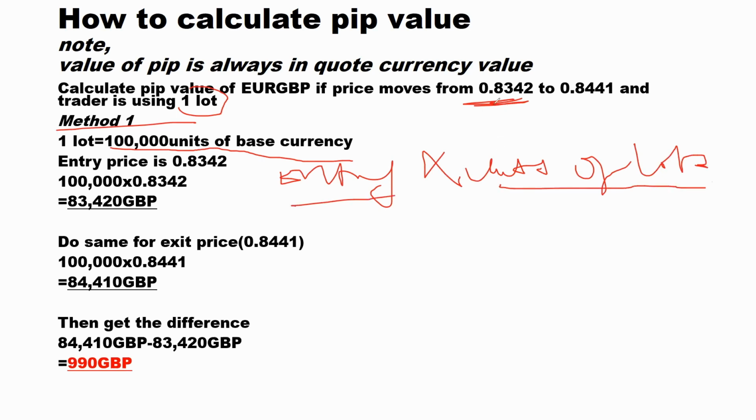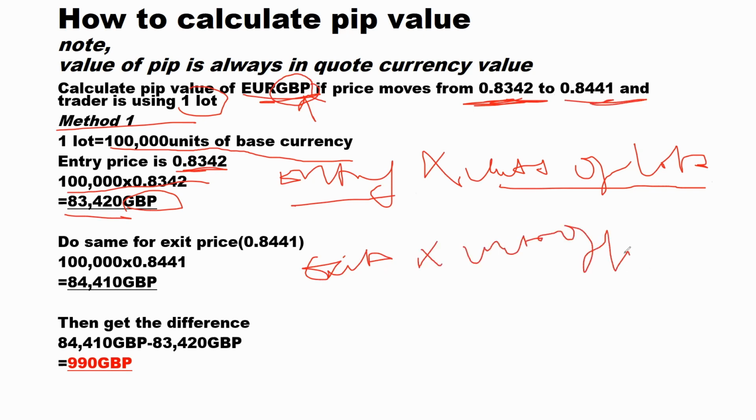Now you're going to first get the units of the entry price, right? So our entry price was 0.8342, and then you multiply by 100,000. What do you get? You get 83,420 GBP. Remember why we're writing GBP? Because we have said the pip value is calculated in the quote currency's value, right? So that's why we're writing GBP. Then you can do the same for the exit price. So it will be again this exit price here times the units of the lots that you're using.